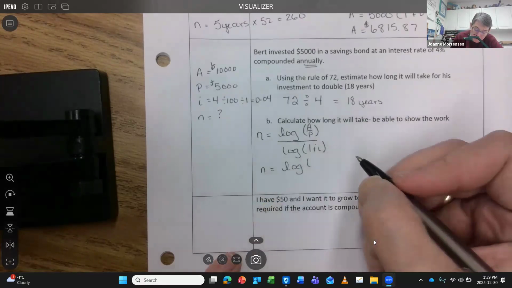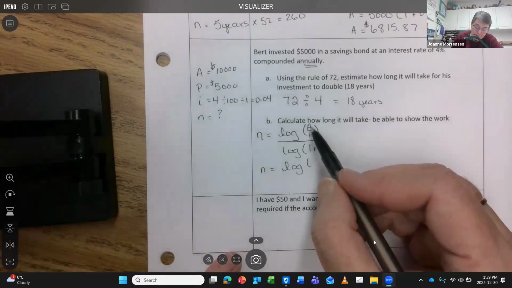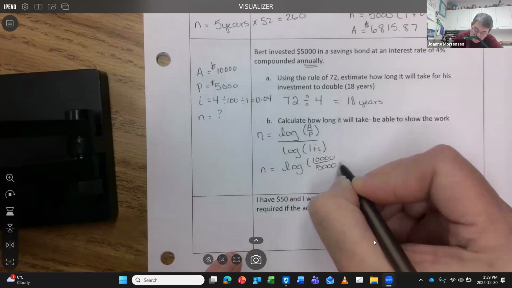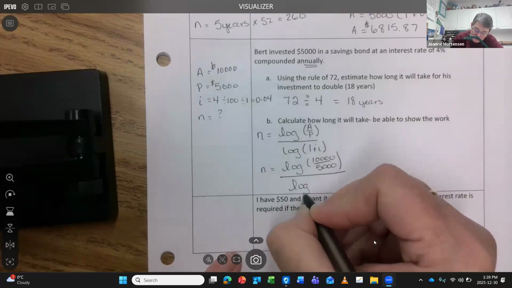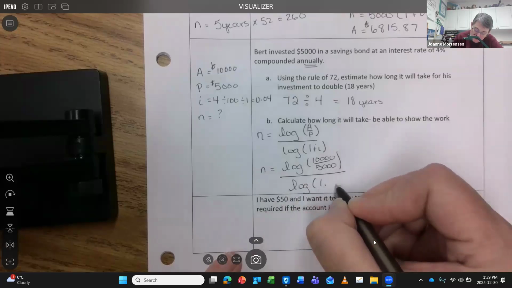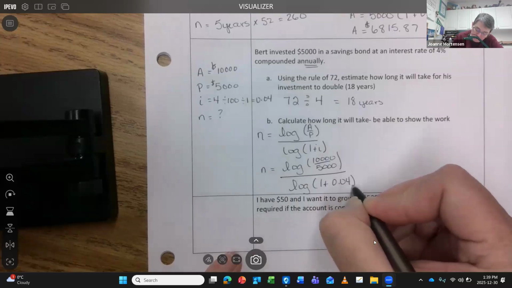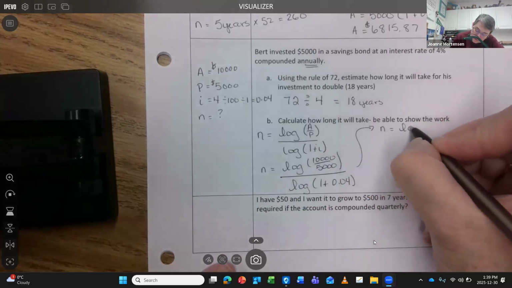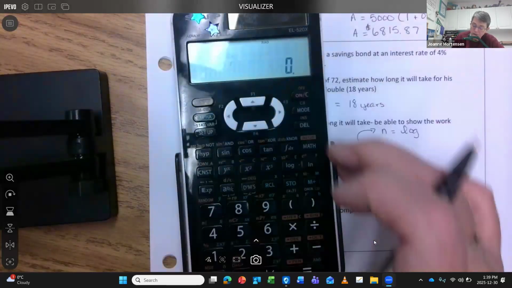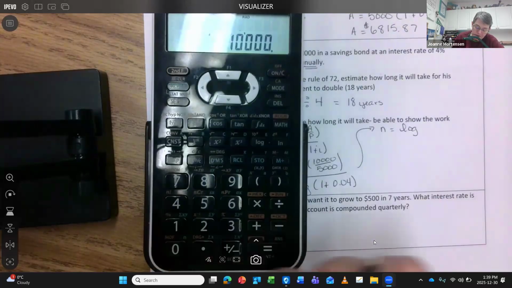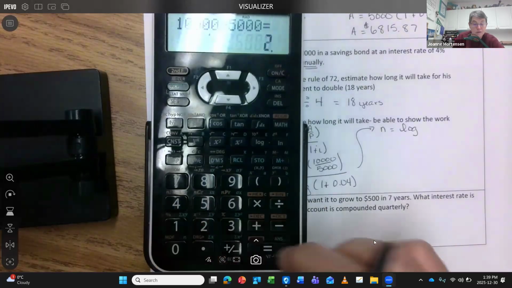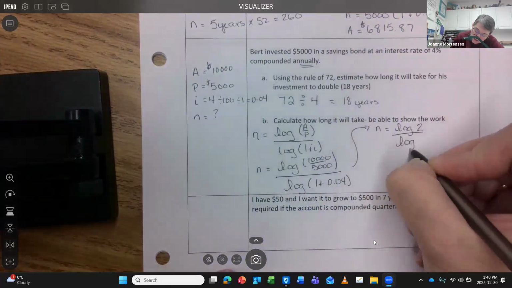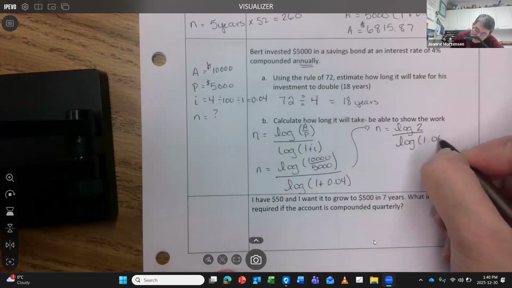So let's plug in our numbers. A is going to be 10,000 divided by 5,000 over log 1 plus, oopsies, 0.04. I'm sorry, I left you squishy space. Is equal to, I know what the answer is, but I'll just do 10,000 divided by 5,000. It should be 2 because we're going to make it double. So it's a log of 2 divided by log of 1.0. Well, don't add a 0.